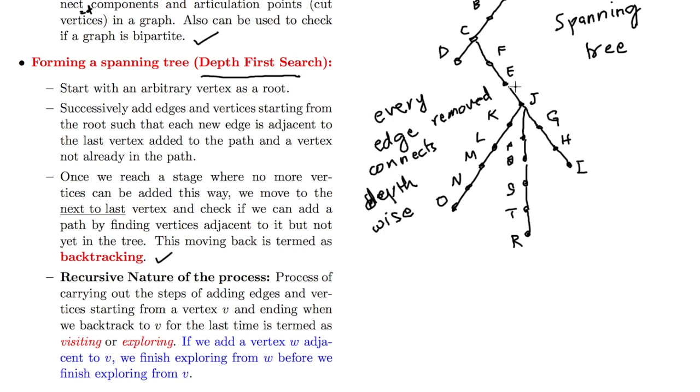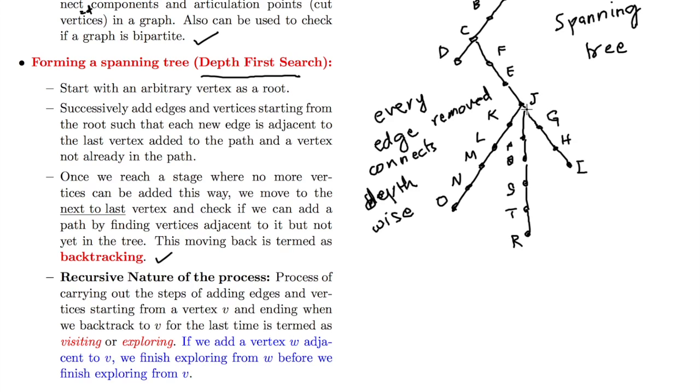So for example, I chose this J here. Now I do K, L, M, and O. Then I have to come back to J. Then I do P, Q, S, R, T, come back to J. Then G, H, I, come back to J. Once I have done this whole procedure, starting from J and coming back to J for the last time, this whole procedure means that I have visited or explored J.